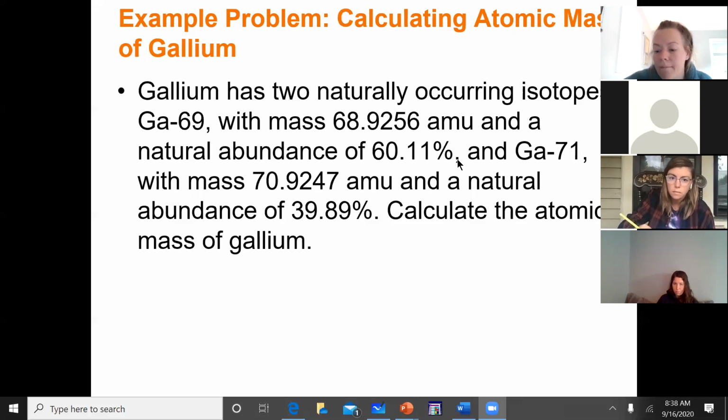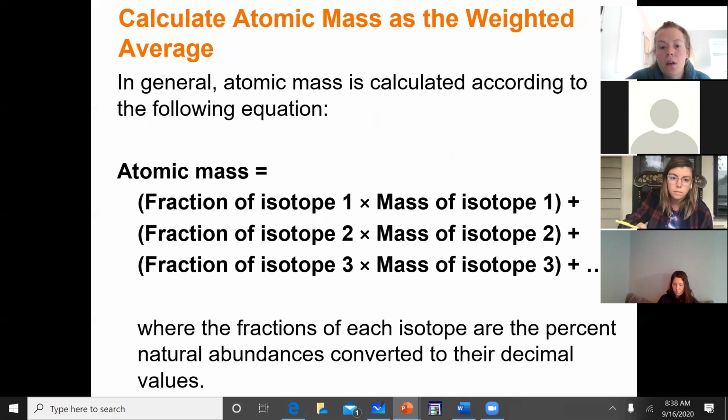Flash back to the equation. Right here, it's the fraction of isotope times its mass, plus fraction of isotope times its mass, isotope 1, isotope 2, isotope 3. For this one, you only have 2 isotopes, so you just need to use the first 2 slots. Okay, I'm going to swing back to that problem.